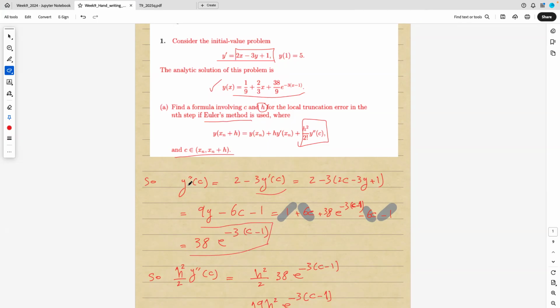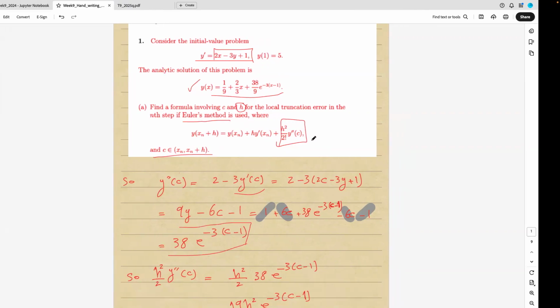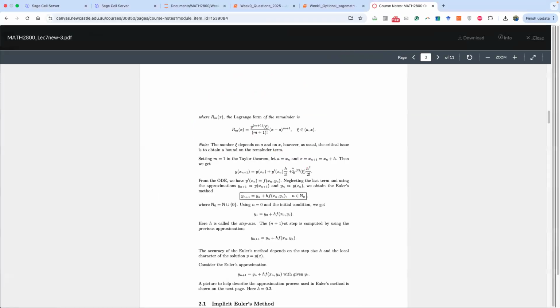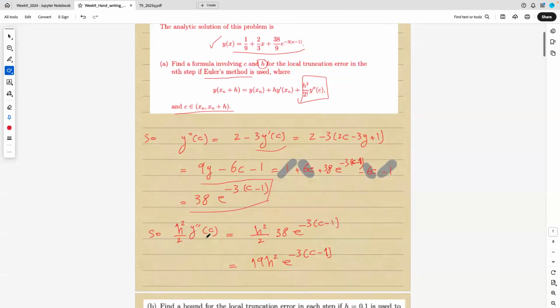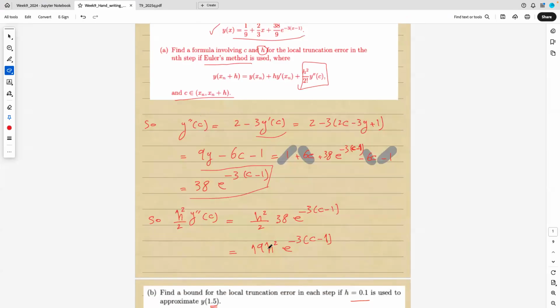All right, so we've got this one. Now let's use the third term, as I showed here. Psi is the C, the same thing. So h squared over 2 y double dash of c is h squared over 2 times 38 e to the minus 3c minus 1. So this will be this expression, which is in terms of h and c.